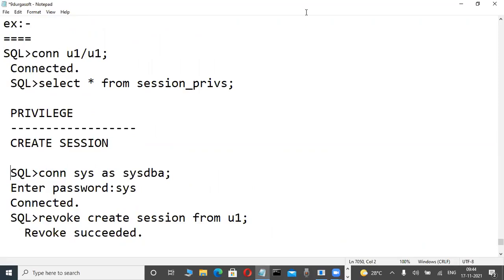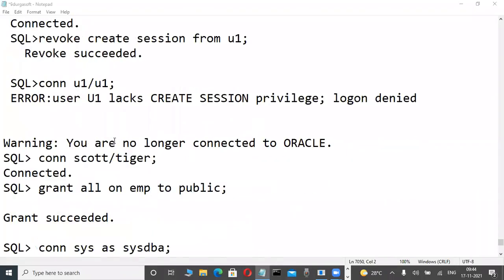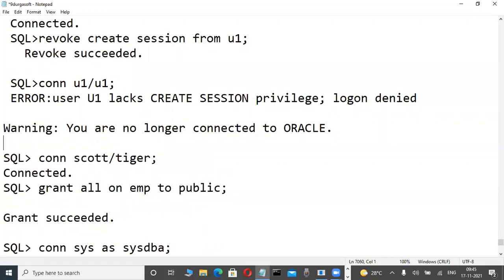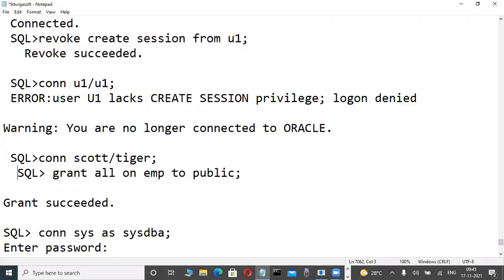Completed. Write this warning also. Then we have to check object privileges cancellation also. First we give the permission, then only I am canceling. Otherwise, you can cancel it through that user also.